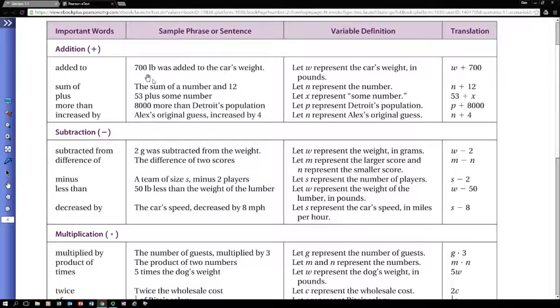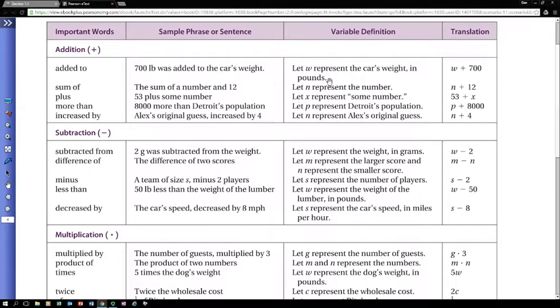Here's some sample phrases. So 700 pounds was added to the car's weight. We would rewrite that as W for the weight, and it's a good idea when you use variable definitions to try to use a letter that makes sense for what the translation means. So W represents the car's weight in pounds, and then we write the translation. This is the result we're looking for. These are pieces to help us get to this point. So when they say 700 pounds was added to the car's weight, we want to translate that into W plus 700.